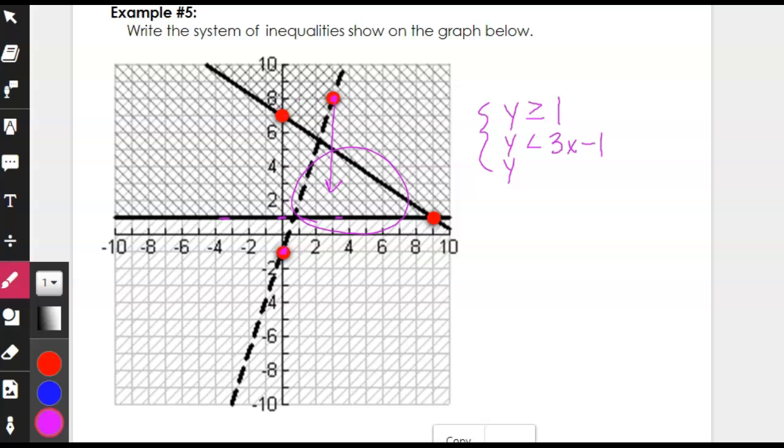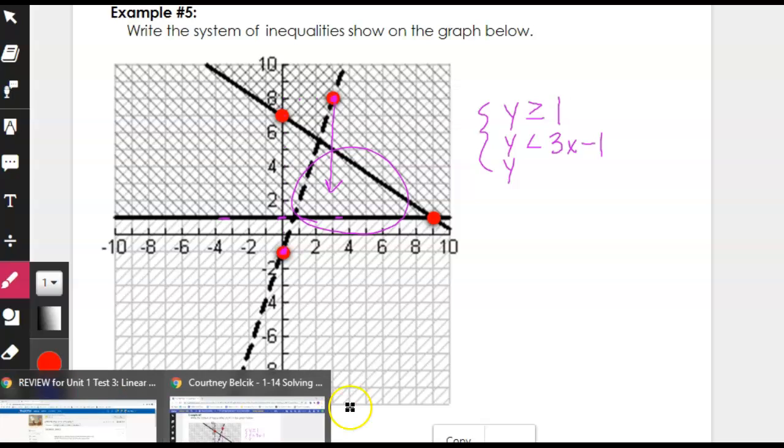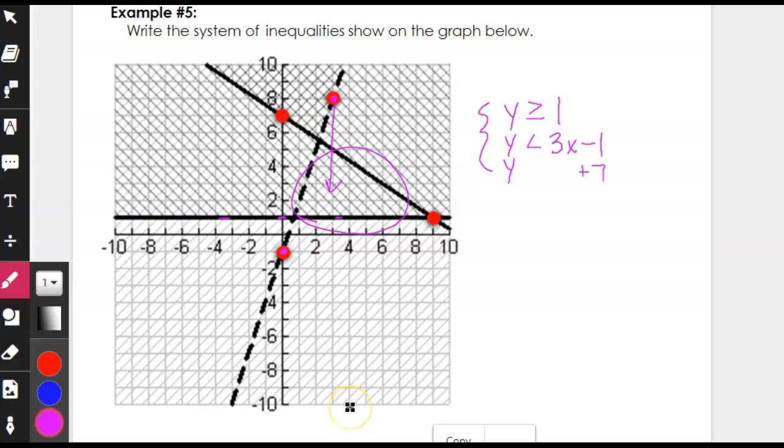And then finally we have that solid line. So the y-intercept is 7. The slope from point to point, if I go down 6 and over 9, 6 over 9 simplifies to 2 over 3, but it is a negative slope, so -2/3. My shading looks like it is down, so below, and my line is solid, so or equal to.